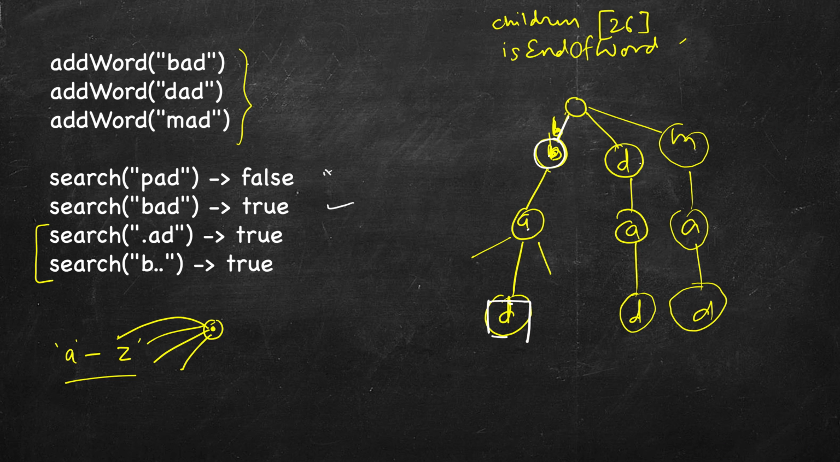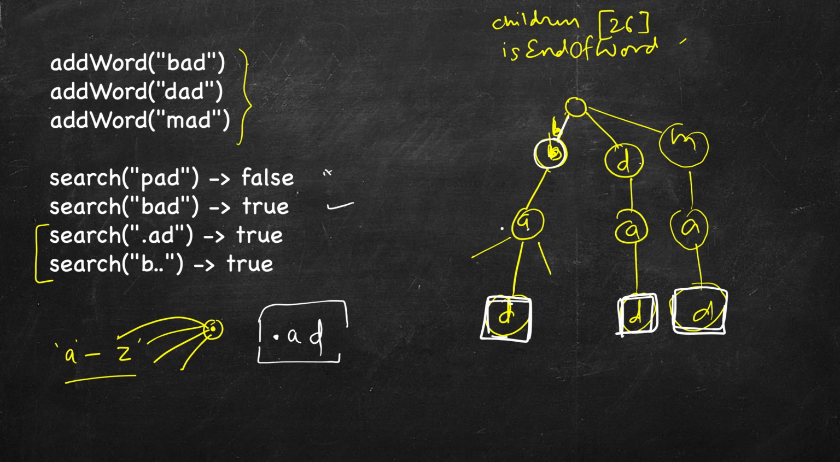So while inserting, we have to make this true. So I will draw a rectangle instead of a circle for the end of word. So this is found. Similarly, AD, dot AD. So here we are not sure. Something like backtracking we will use.